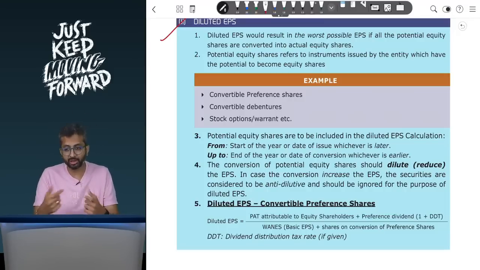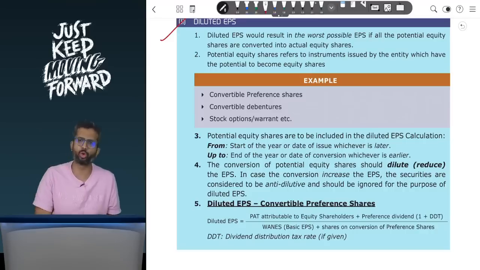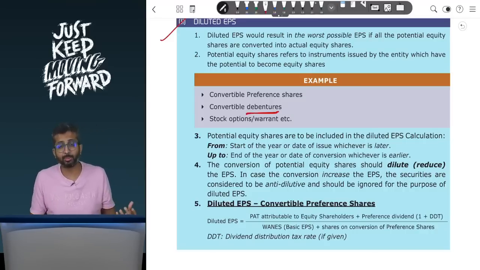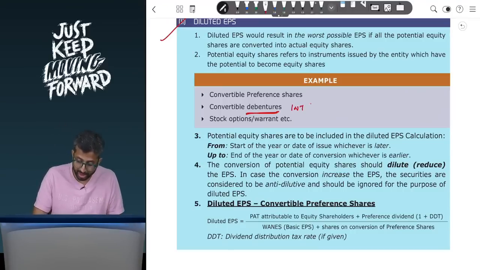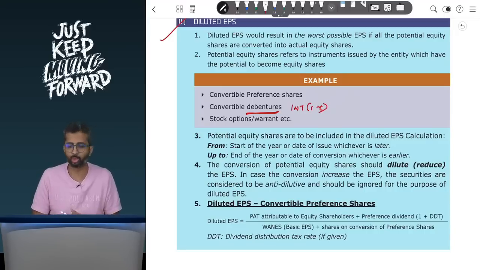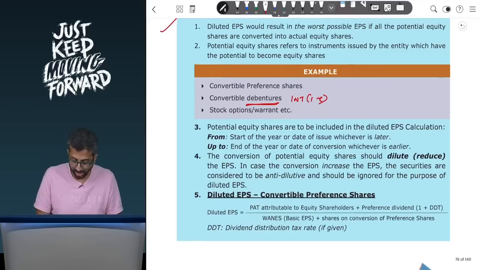In the denominator, I will add the number of shares that I will have to issue, and the EPS that I get is going to be called diluted EPS. If the debentures convert, I don't have to pay them interest. But remember, if I don't have to pay them interest, the tax saving that I am getting on interest will also be reversed. So interest into 1 minus t, I will add back in the numerator, and in the denominator, the number of shares that I am going to issue. And that will give me my diluted EPS.